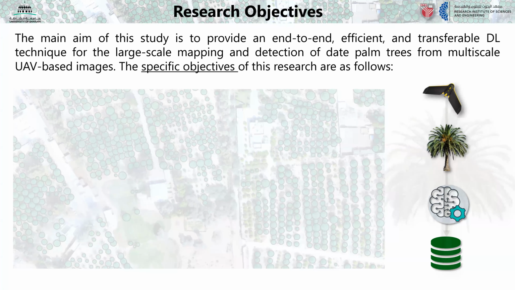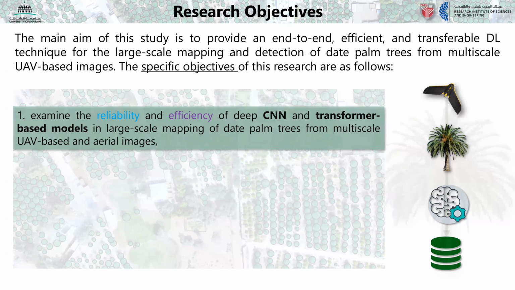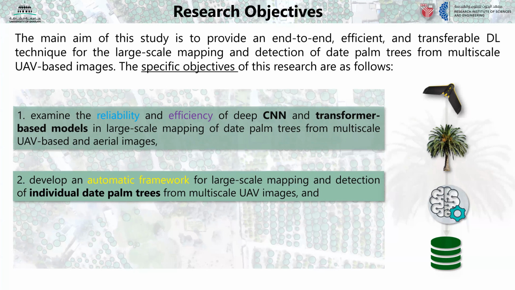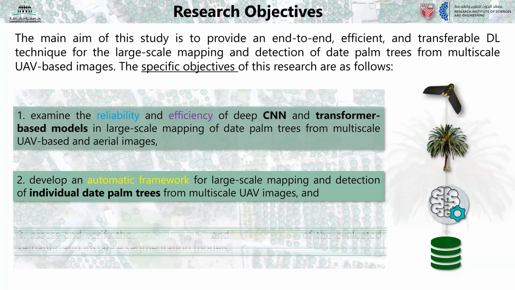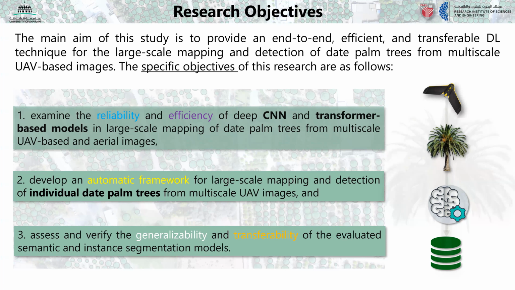The main objective of this research is to provide an end-to-end and efficient deep learning framework to detect individual date palm trees from multi-scale and multi-date remote sensing data. First, we examined the reliability and efficiency of various CNN and transformer-based models. We developed an automatic framework to detect individual date palm trees from large-scale images. And we attempted to verify and assess the generalizability and transferability of the evaluated instance and semantic segmentation models.